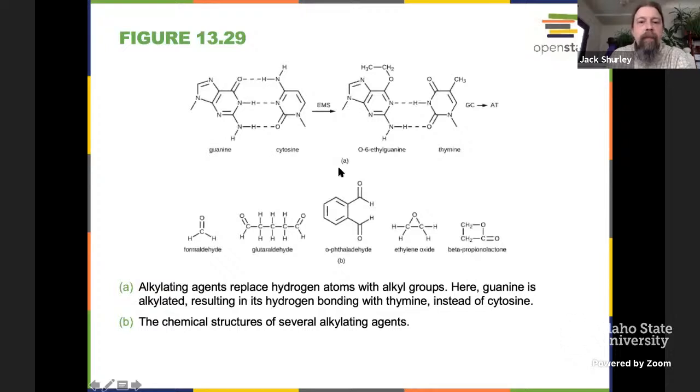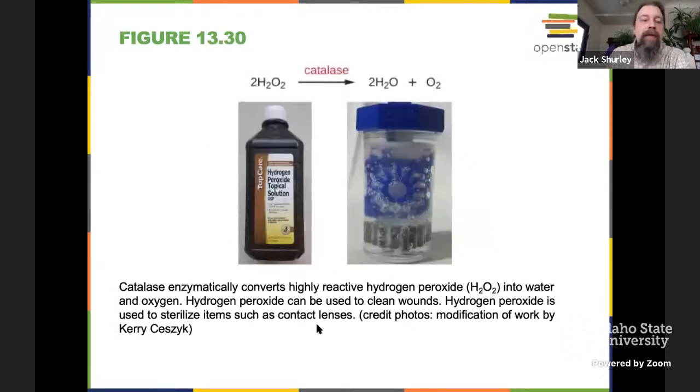So some more agents, and again, I'm going to gloss over all of this because truly you don't need to go through the details of all of this, but all of these have the potential of serving as alkylating agents and ultimately preserving or lysing cells.